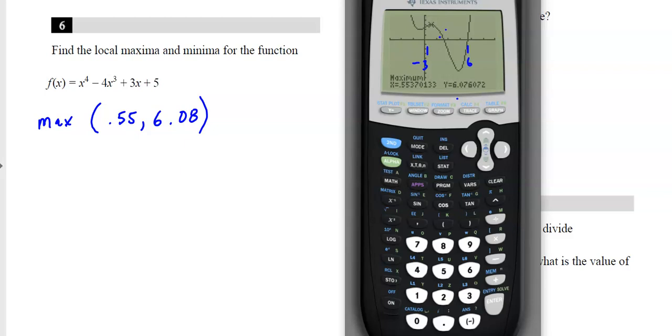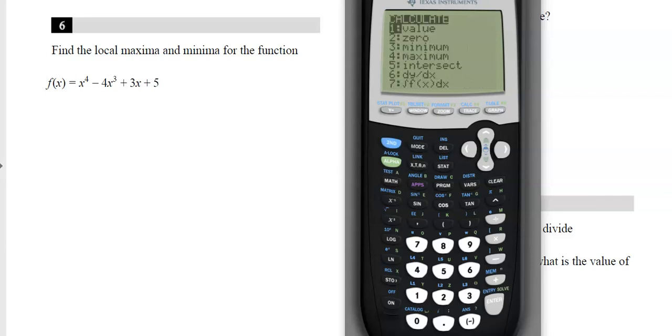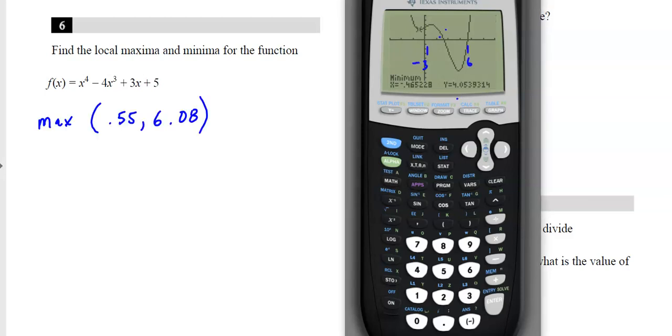Let's go back and let's get the minimum. So let's go second calc min. And let's back it on up and find this little valley over here. Go to the left side of the valley, hit enter. Go to the right side, hit enter. Guess. So we have a minimum at -0.47 when I round it. And the y value there is 4.05, rounding. I didn't really tell you what to round, so nearest tenth would be fine. I'm just going to the 100th to make it a little bit more pretty.